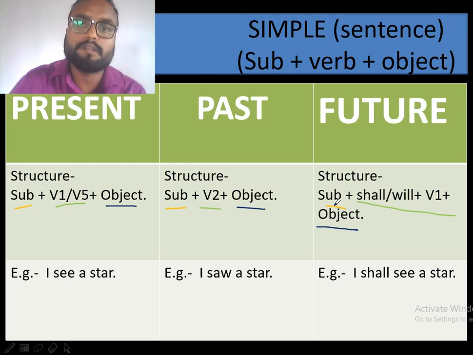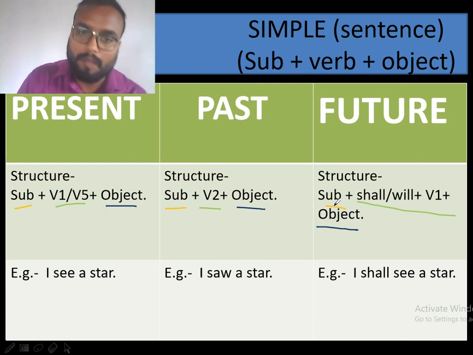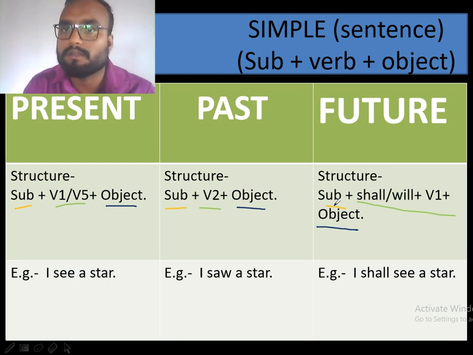So you understood the meaning of simple. Simple refers to simple sentence. It means a sentence which has one subject, one verb and one object. And tense refers to time. So the action which takes place in present, past or in future is referred to as simple tense, and the sentence will have a basic structure of simple tense.